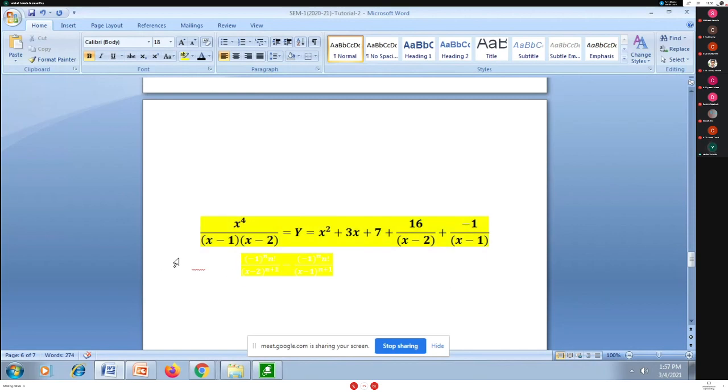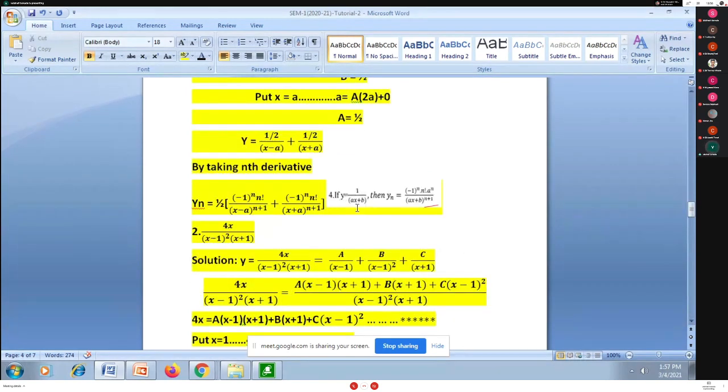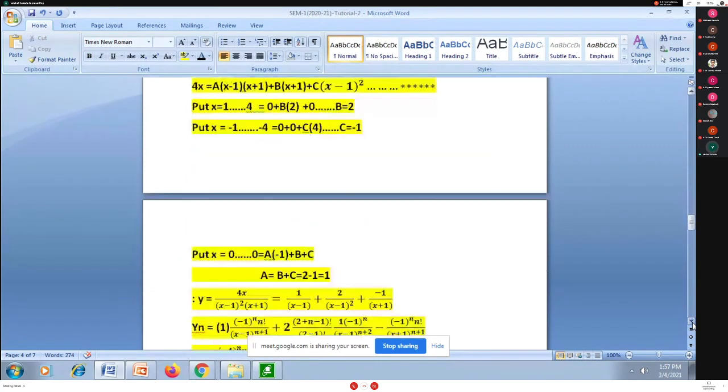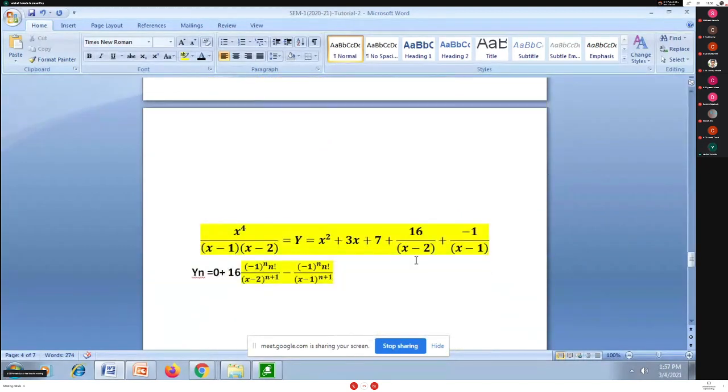Go for taking the nth derivative for both sides. So you will get yn is equal to, now yn, which formula am I using? See, the above formula. Whenever I have y is equal to 1 upon x plus b, we have the nth derivative as minus 1 raised to n factorial a raised to n upon x plus b raised to n plus 1. I'm using the same formula here for both the terms. So that's why I'm writing 16 into minus 1 raised to n factorial upon the denominator raised to n plus 1. For both the cases, I have a is equal to 1, and I'm getting yn.